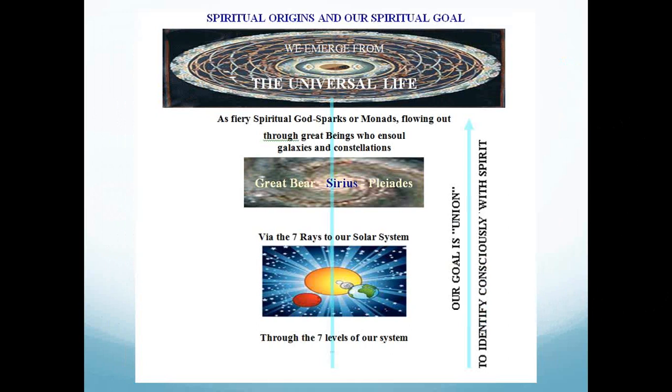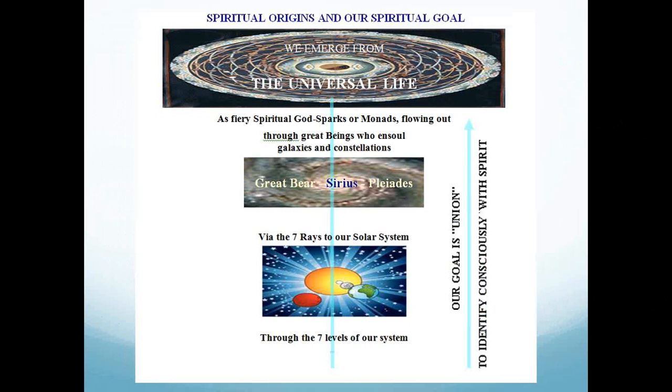We call them the Great Bear, which represents the first aspect of God or deity, to Sirius, which is the second aspect, and then to the Pleiades, which is the third aspect. So you have all three aspects represented in these three huge, huge constellations. And then through them, the energies are filtered down via the 7 rays, and then they go into our solar system, into the sun, and from the sun they get distributed to the planets and through the various planes that make up our system.